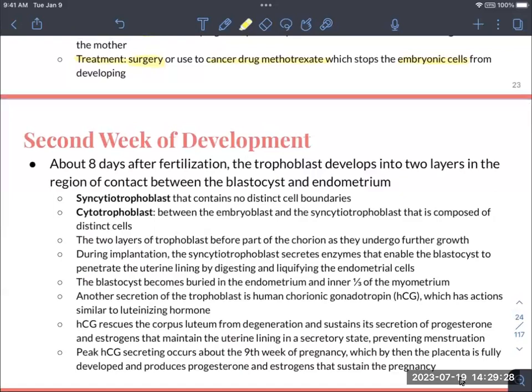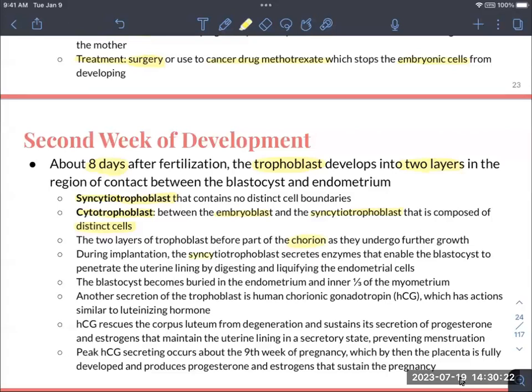So 8 days after this fertilization has occurred, this trophoblast will develop 2 different layers. We get that syncytiotrophoblast, and we get this cytotrophoblast. This cytotrophoblast is between that embryoblast and that syncytiotrophoblast, and it has different, like, distinct cells. We can tell the difference between the 2 types of cells. These 2 layers become the chorion as they continue to grow.